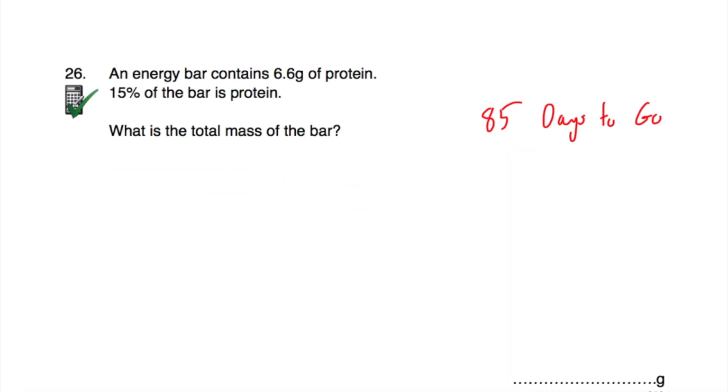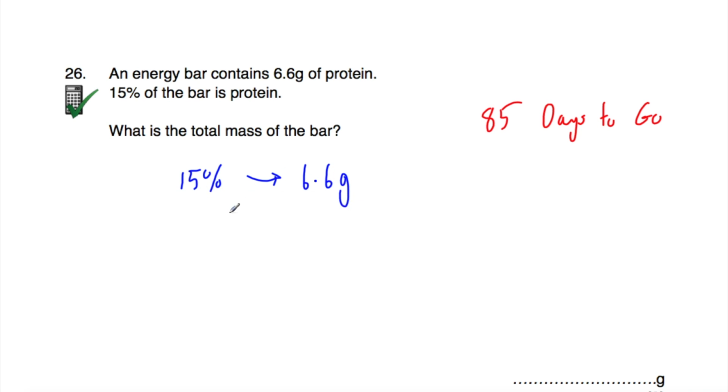Okay, let's have a look at our next question, question number 26. So question number 26 is a reverse percentages question. We're told an energy bar contains 6.6 grams of protein, and that 15% of the bar is protein, and we've been asked to find the total mass of the bar. So in other words, we know that 15% of the mass of the bar would be equal to 6.6 grams.